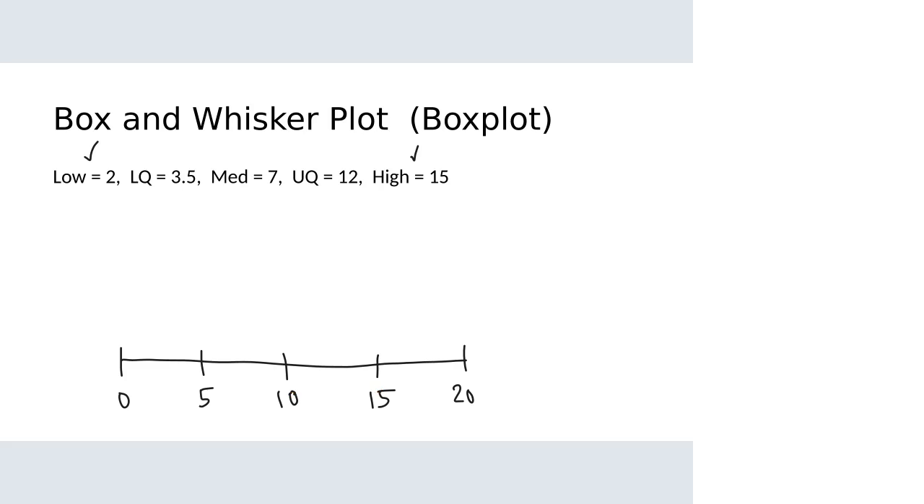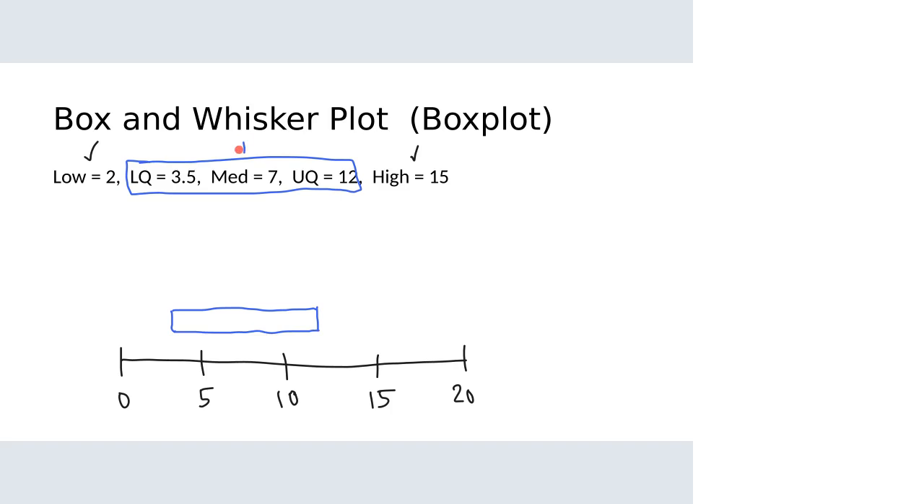It's called a box and whisker plot. And the box part of the box and whisker plot goes from the lower quartile to the upper quartile. That's where the box is going to go. We don't have to be perfect. So I'm going to find 3.5 over here and put a line there. And I'm going to find 12 and put a line there. And I'm going to make a rectangle. And that is the box in my box and whisker plot.